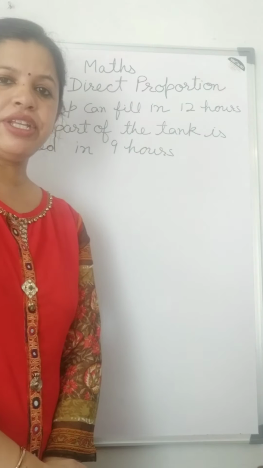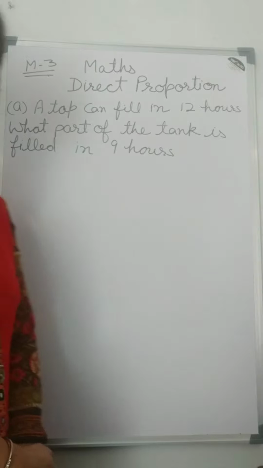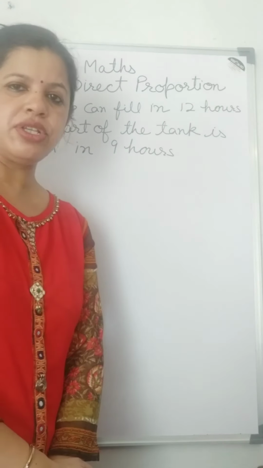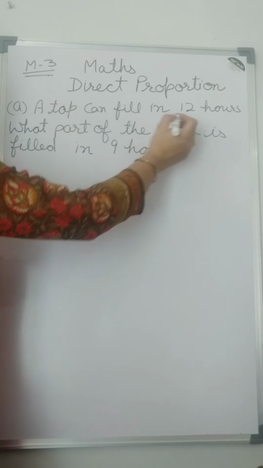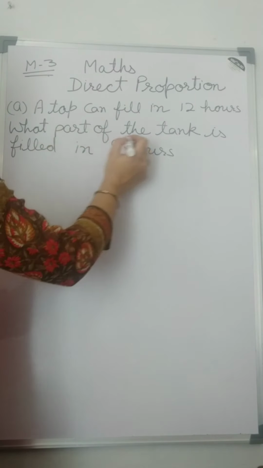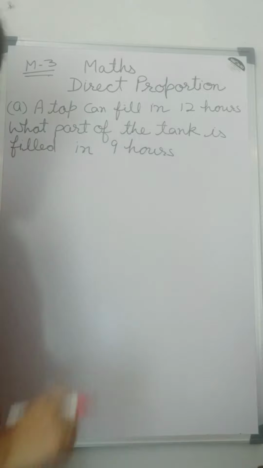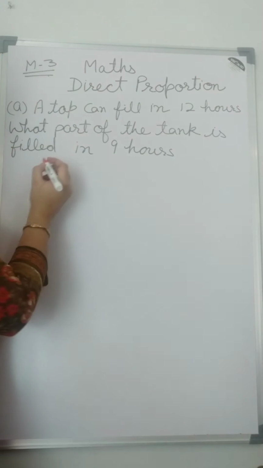Today I explain direct proportion by the unitary method. So just see how we solve this question. A tap can fill a tank in 12 hours. What part of the tank is filled in 9 hours? So how do we write? Just have a look here.